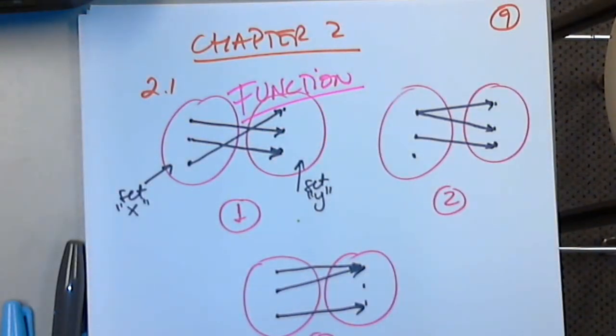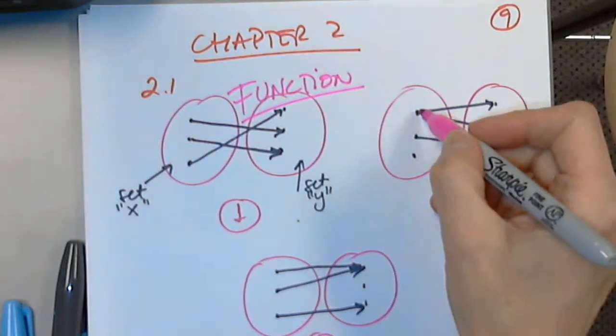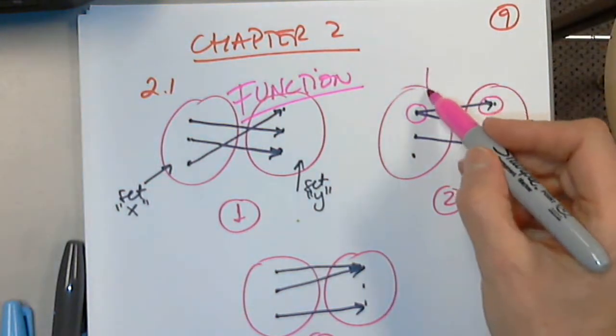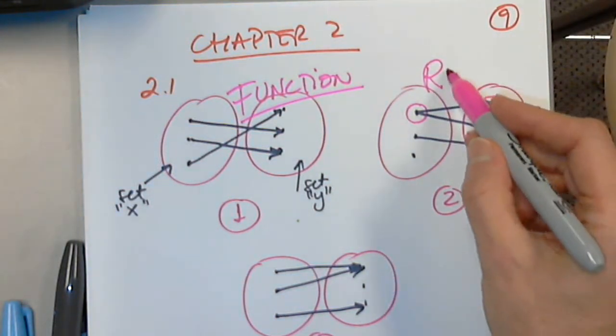Awesome. Let's look at the second scenario. Is this a function? No, because I show that one x value corresponds to 2 y values. So this is not a function. It exists. It's possible. It's called a relation.